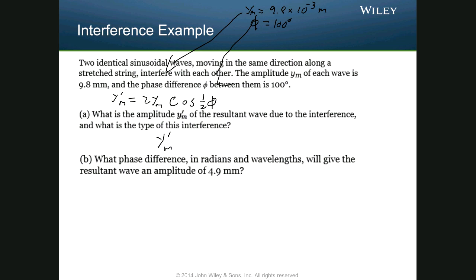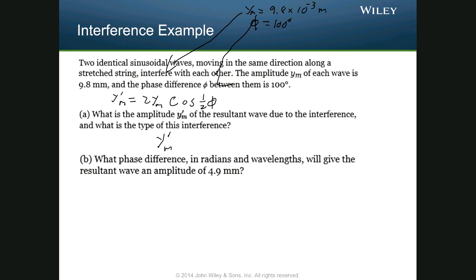Professor, I have a question about this one. Sure. How do we know we have to use this formula rather than another one? So we want to recognize that we have two sinusoidal identical waves. The question you should ask yourself is, do I have the machinery to deal with two identical waves moving in the same direction along a stretched string? And we just solved for that. That's what we just went over.